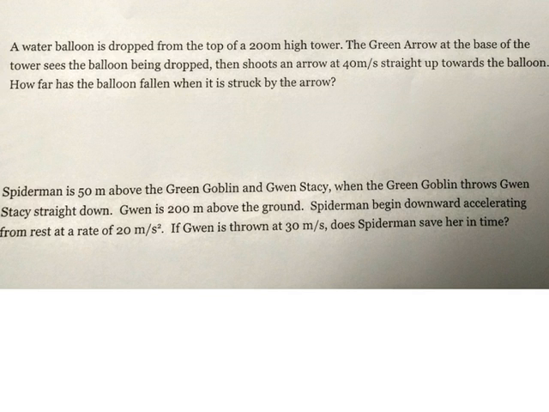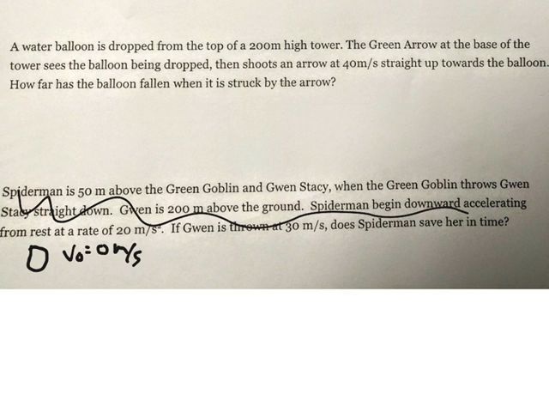So again, you're going to want a really good picture for these. Do not worry about this. So we have a balloon. It's obvious it was dropped, so its initial velocity is 0 meters per second. We have a green arrow going up at 40 meters per second.